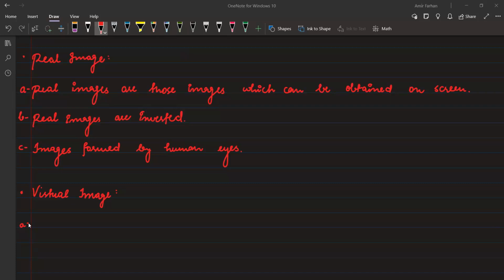Suppose something is going on in your mind. Basically, is it possible to present that thing on a screen? Whatever is going on in your mind, is it possible to completely represent it on a screen? No. Yes, that's what a virtual image is.